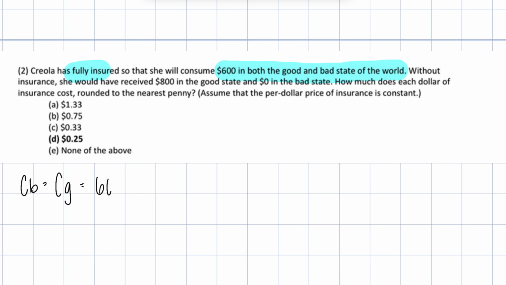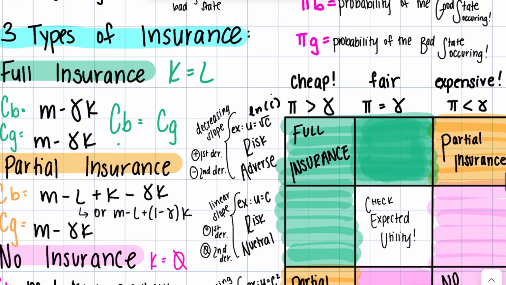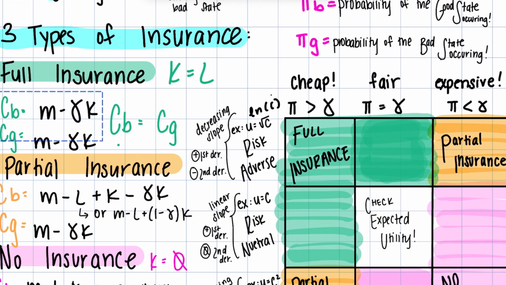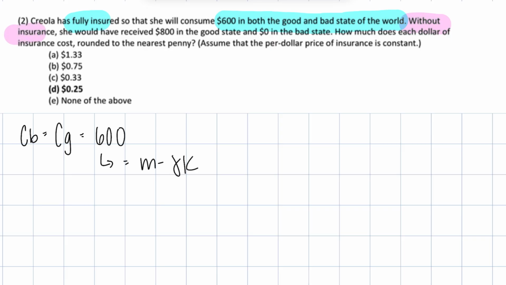This is giving us a little hint that consumption in the bad equals consumption in the good, which would have to equal 600. So we know that our 600 is equal to m minus gamma k, since that's our equation for consumption in both the good and bad state of the world under full insurance. Then they tell us without insurance, she would receive $800 in the good state and $0 in the bad state.